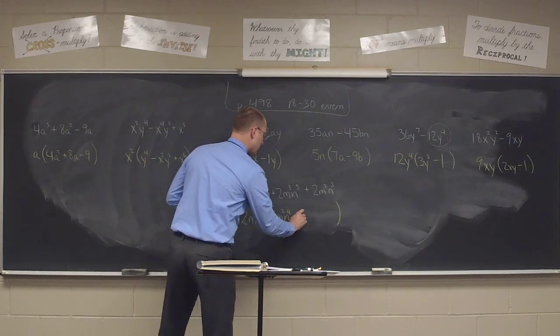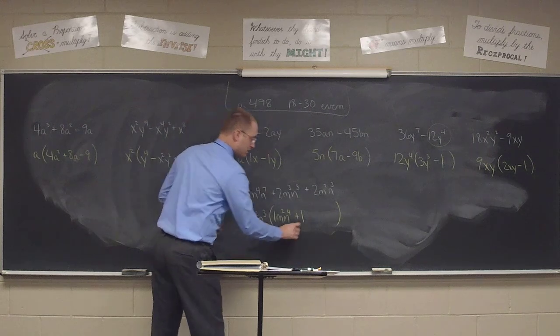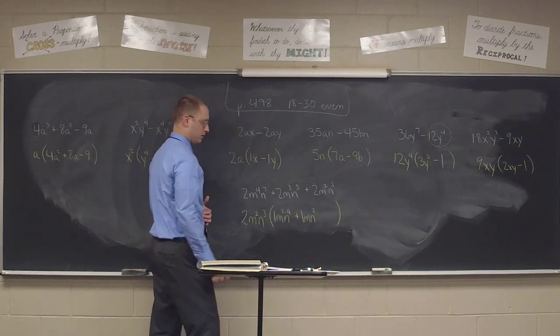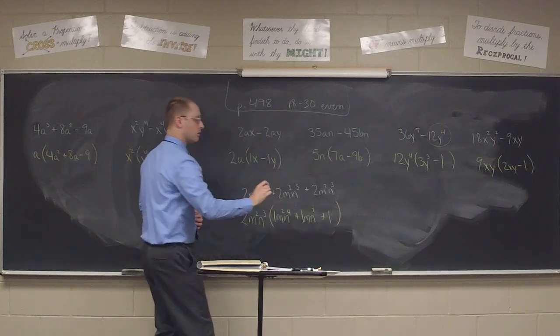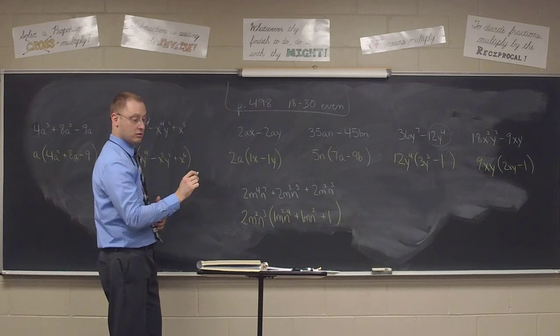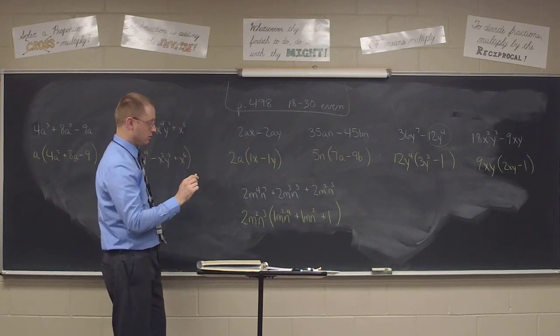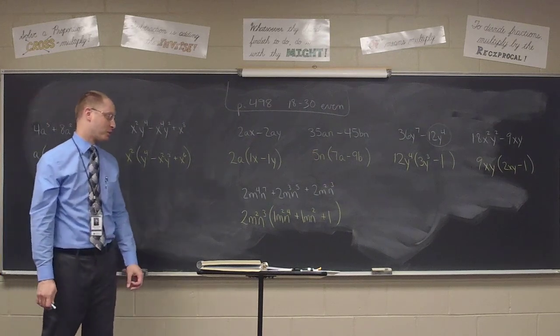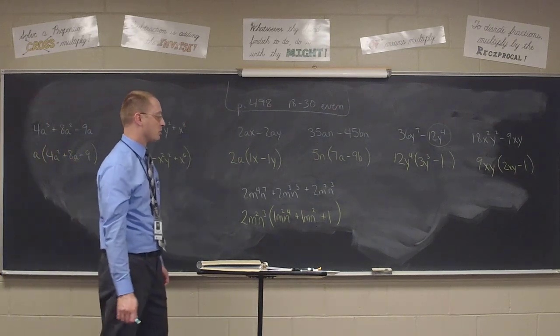Positive 1 n squared. Positive 1 n. No n. Actually, no n either. Very good. There's our answer: 2m squared n cubed times 1m squared n to the fourth, positive 1mn squared, positive 1.